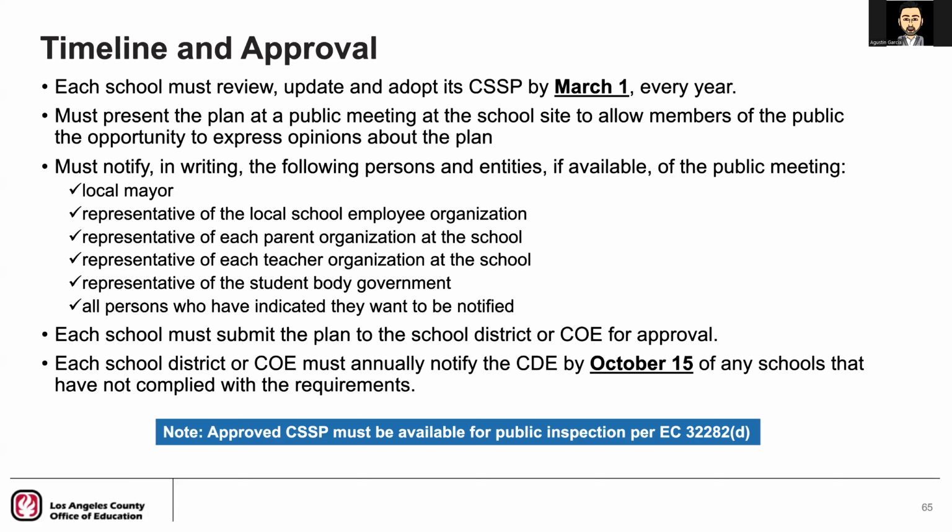It's also important to note that the approved comprehensive school safety plan must be readily available for public inspection. Some considerations for this include posting it on the school website or the district website, or perhaps maintaining a binder with a copy of the plan for inspection at the school site administration office. So you want to develop an internal process for public inspection of the plan, including identifying appropriate school staff to assist with this process.